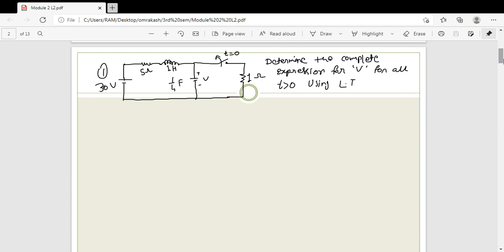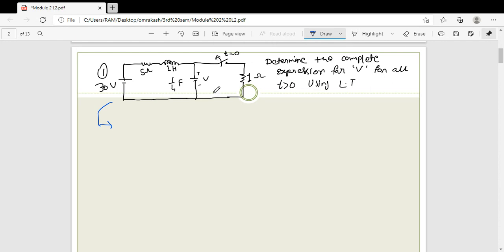Okay. So this is the first question. Now see, you have to find the expression for voltage. We already saw the total response is equal to transient plus steady state, right? So first of all, you need to convert that diagram into the Laplace transform, right?